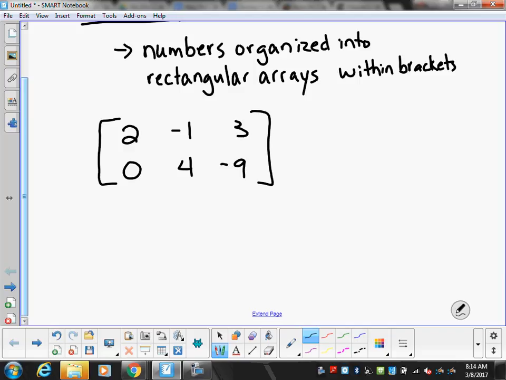Most of the time, matrices will be named with a capital letter. Matrices are almost always named with a capital letter. So we'll call this one matrix A.